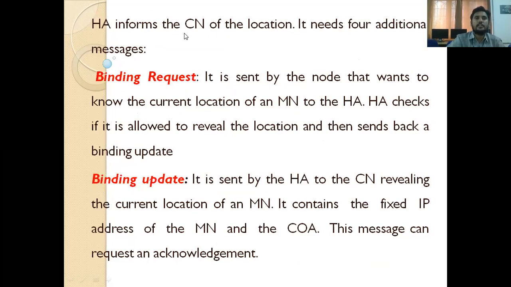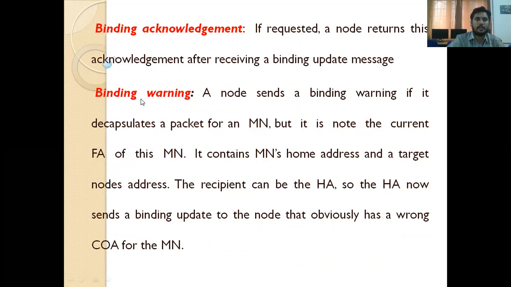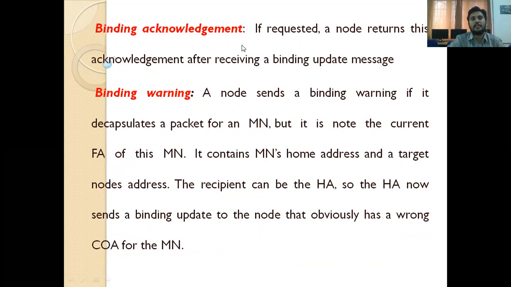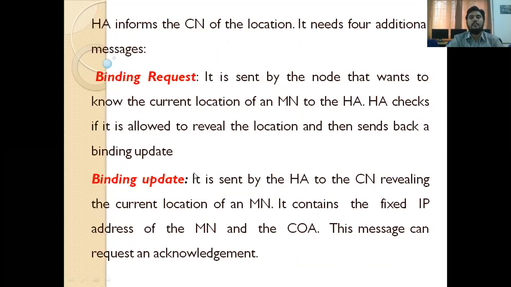So the home agent informs the correspondent node of the location. It needs 4 additional messages: binding request, binding update, binding acknowledgement, and binding warning. Why do we use these 4 messages? The correspondent node wants to know about the mobile node, and the mobile node changes its care of address from one location to another location.